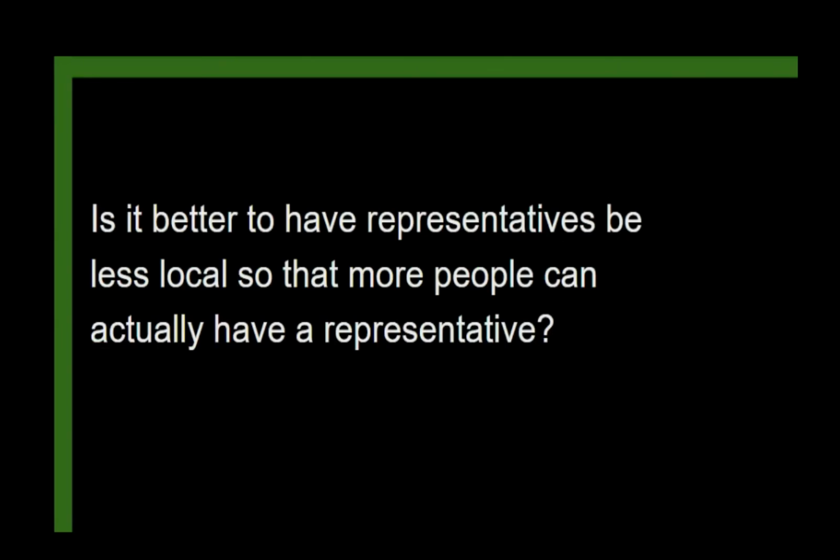What I want to do now is leave you with this question. Is it better to have representatives be less local so that more people can actually have a representative in, for example, legislative bodies? Let me know in the comments.